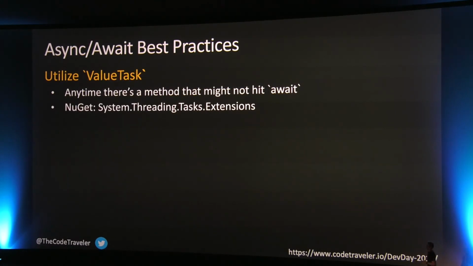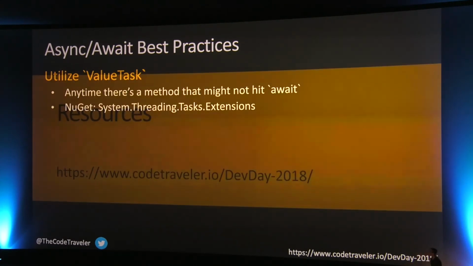And ValueTask. This is available in Microsoft's official System.Threading.Tasks.Extensions NuGet package. If you have code where 99% of the time the hot path doesn't hit the await keyword, check out ValueTask. But I highly, highly recommend you read the blog post that just came out last week on it. It'll explain exactly what ValueTask is and the little subtle differences between Task and ValueTask.